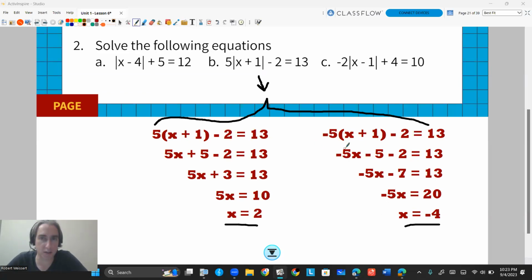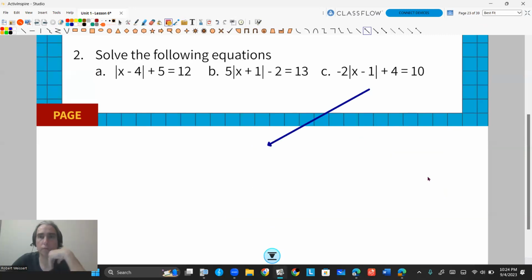Follow my steps and just pause it along the way if you have any questions, but you can see I distributed that negative 5 and just solve it using regular algebraic techniques. Again, you can plug your answers back in to double check your work at the end. All right, see if you can figure out letter C.